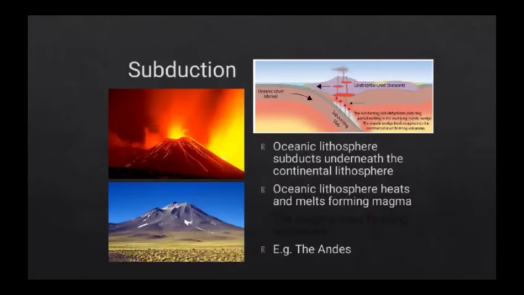Subduction. Oceanic lithosphere subducts underneath the continental lithosphere. Oceanic lithosphere heats and melts, forming magma. The magma rises, forming volcanoes. Example, the Andes.